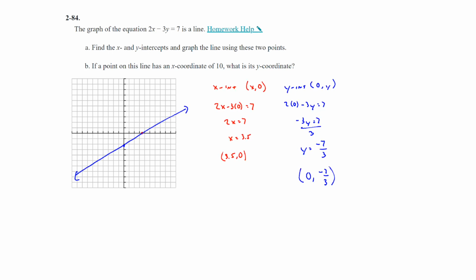For part B, if a point on this line has an x-coordinate of 10, what is its y-coordinate? So we'll do a little math here. X-coordinate is 10, so we're going to do 2 times 10 minus 3y equals 7. So 20 minus 3y equals 7. We're going to solve for y, so we need to subtract the 20. That'll leave us with negative 13, and when you divide by negative 3, that's positive 13 over 3. So the y-coordinate is 13 over 3.